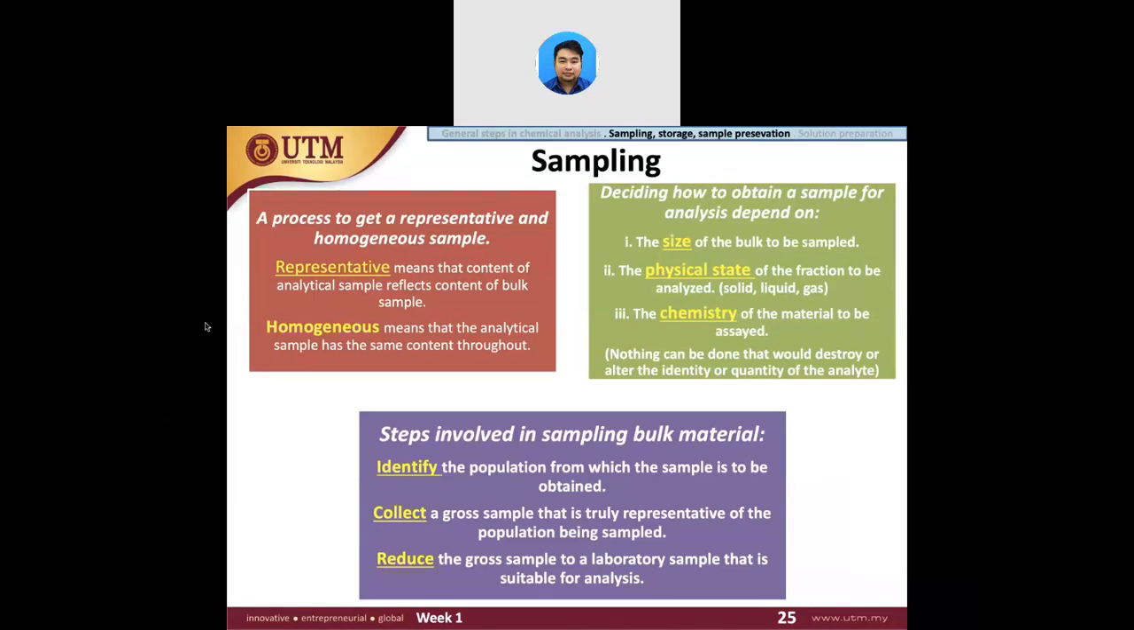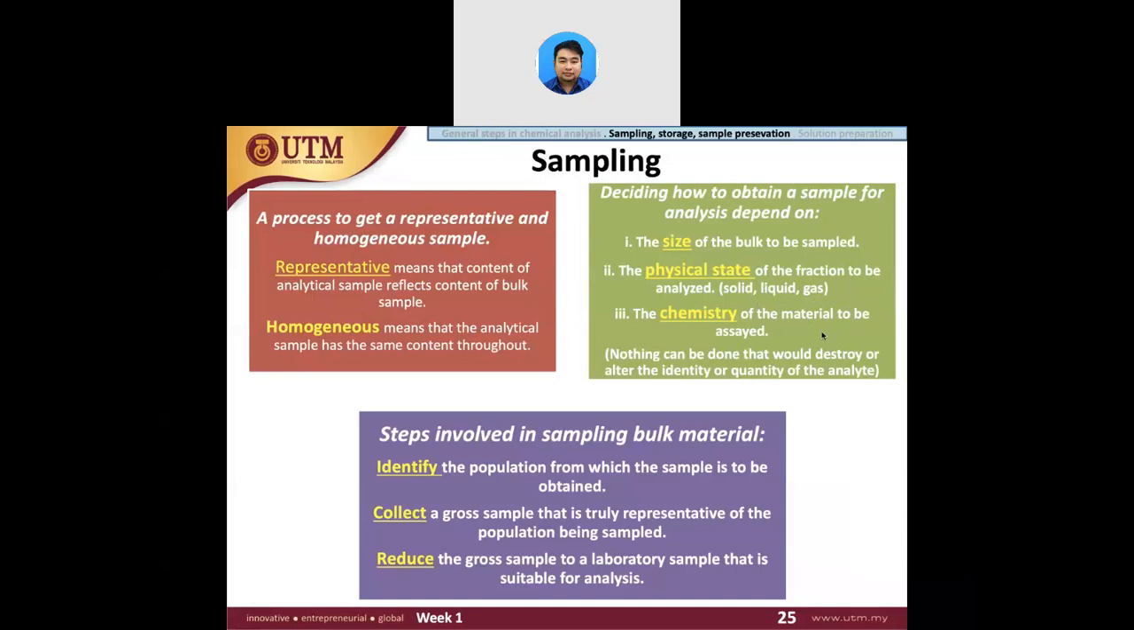Okay. So how are you going to decide? How are you going to obtain a sample for the analysis? So there are three things. You need to depend on the size, the physical state, whether it is a solid, liquid ataupun gas, and the chemistry of the material to be assayed. Okay?